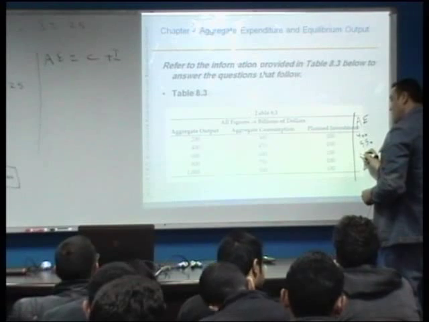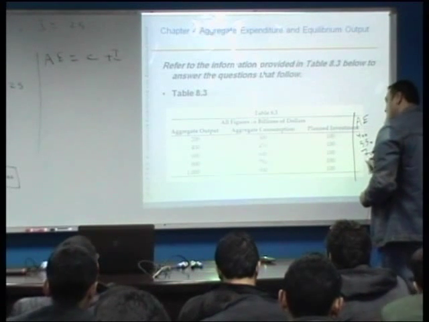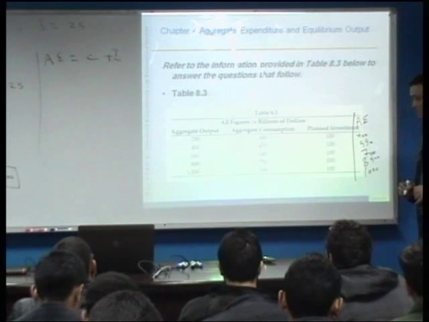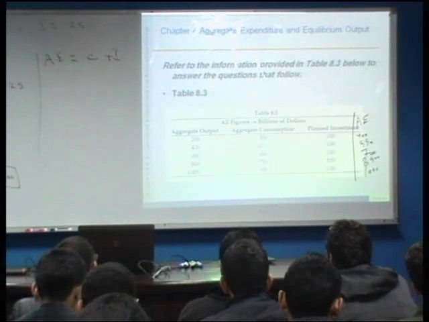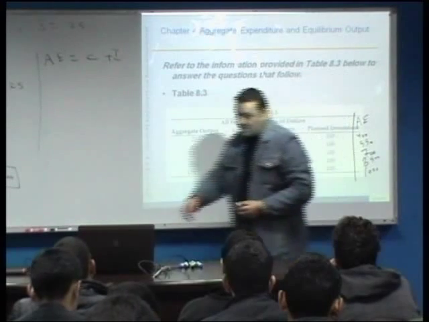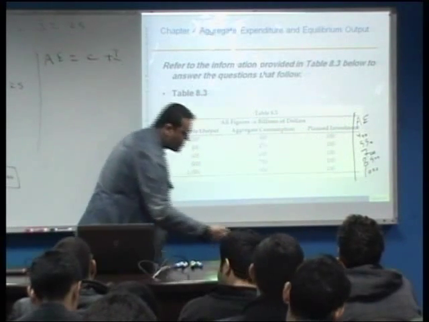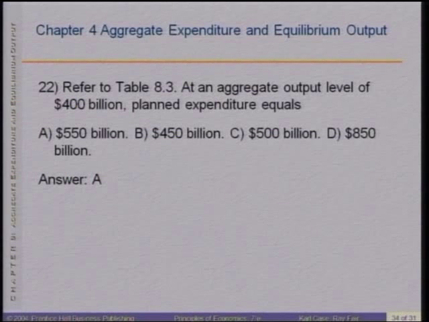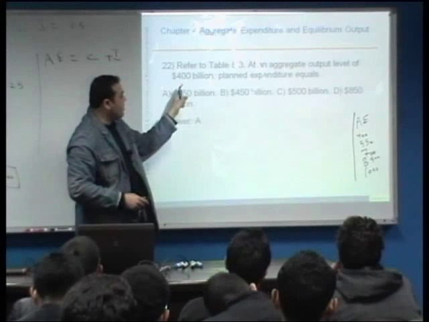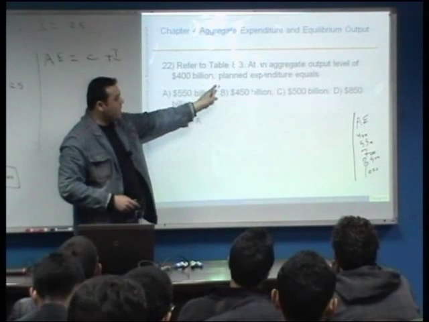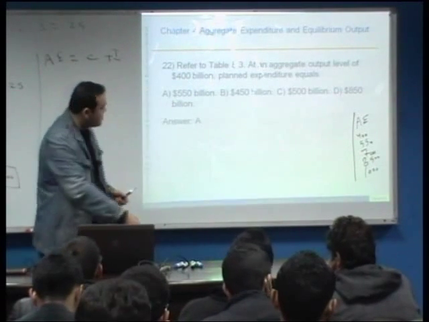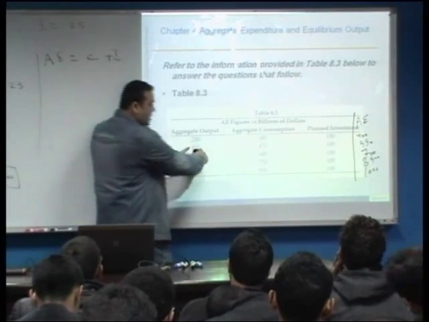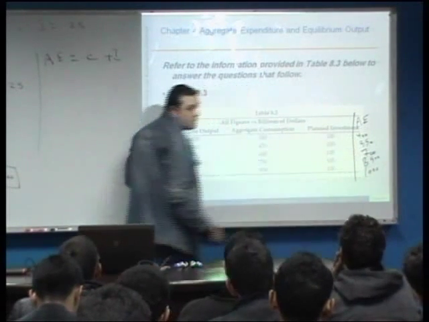550, 700, 850, and $1,000 million. Let's go to the requirements. The first question is, at an aggregate output level of $400 billion, the planned expenditure equals how much? At $400 billion, the aggregate expenditure is 550.